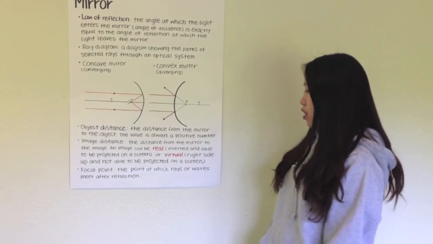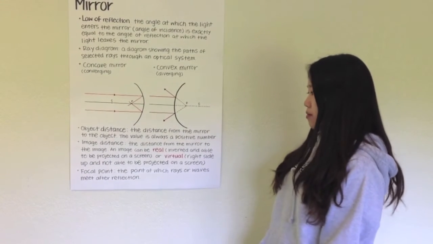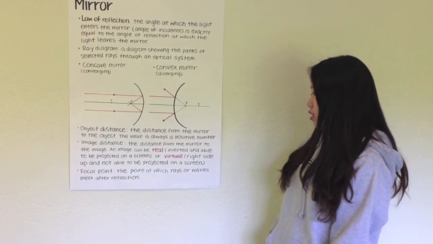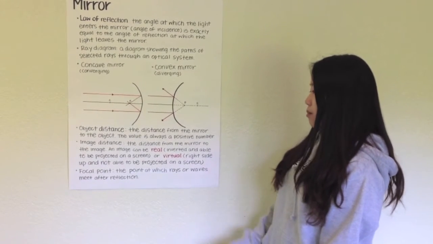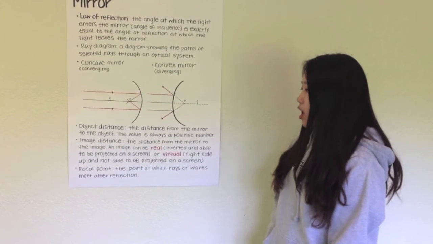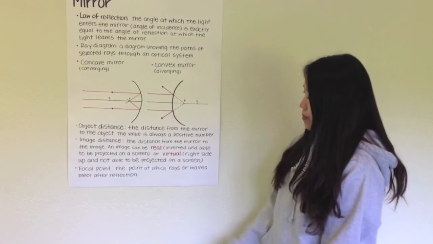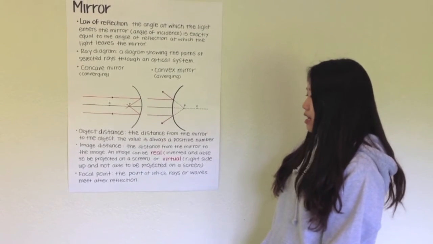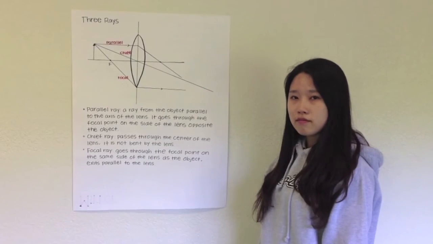An image can be real, which is inverted and able to be projected on a screen, or virtual, right side up and not able to be projected on a screen. Last, the focal point is the point at which rays or waves meet after the reflection.